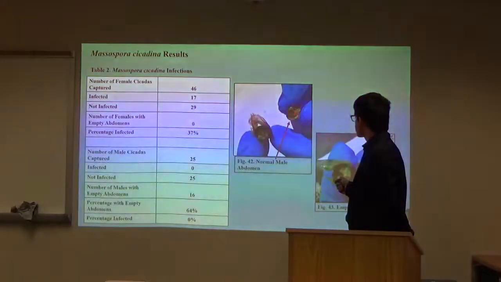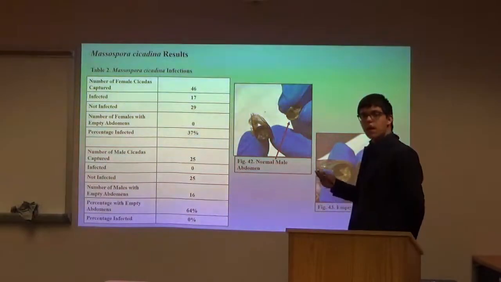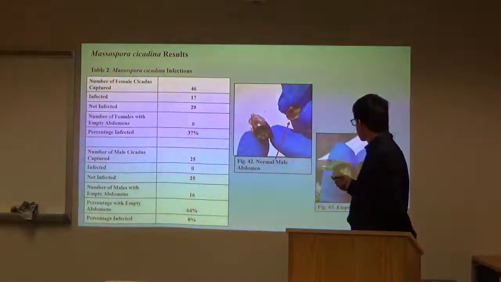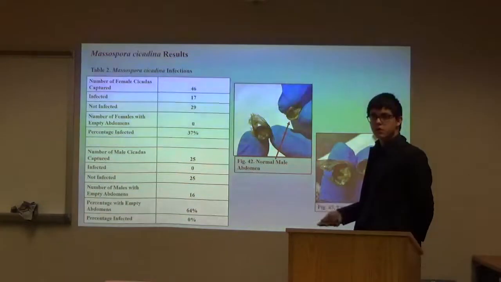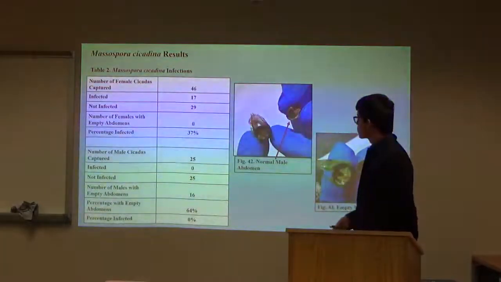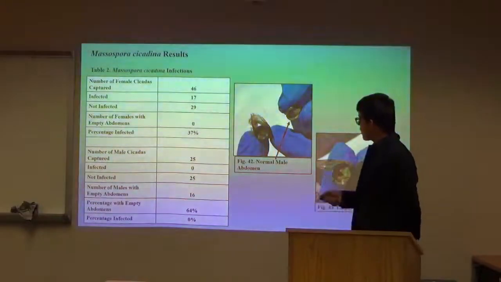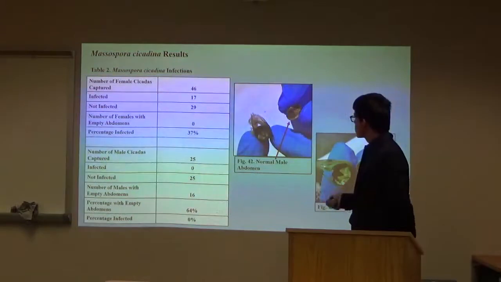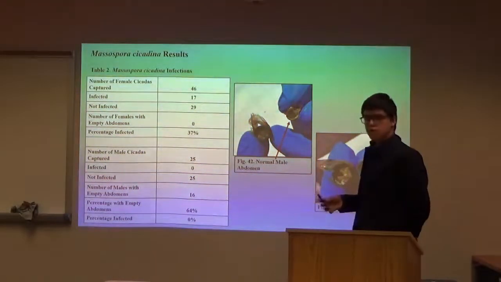Figure 42 displays the normal male abdomen, which contains the digestive system and the gonads. Figure 43 displays our empty cicadas, which contain none of the corresponding organs. However, none of the females captured were discovered to have empty abdomens, even when they were identified as infected with Massospora cicadina.